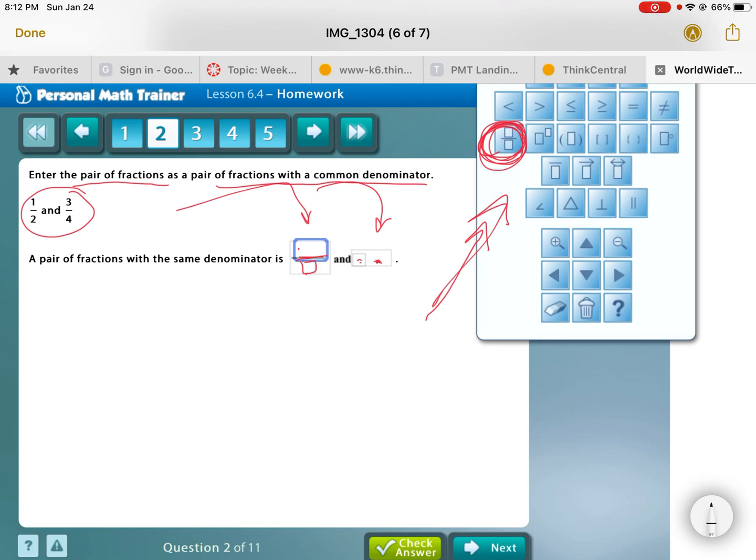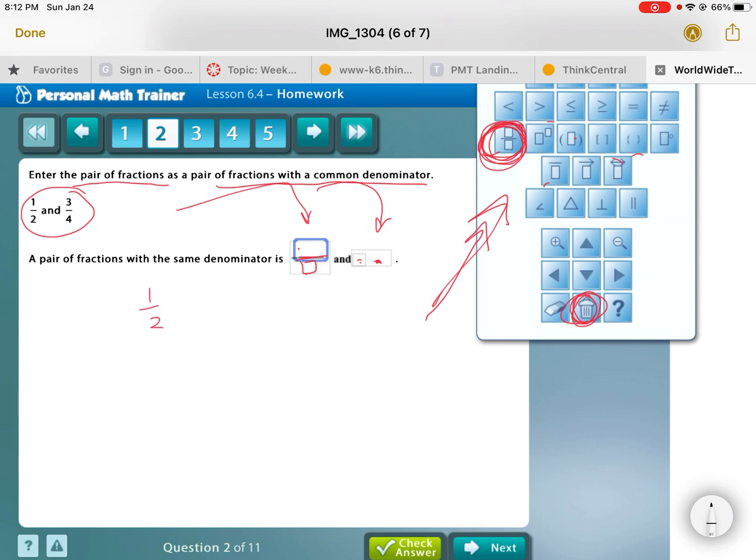Now, if you're messing around and you're having a hard time and you need to clear it, then you want to clear it with the trash can, and then it'll let you reset it and start over, okay? Because if you keep entering these little boxes, you're just going to keep adding them on top of each other, and it's going to be frustrating for you.